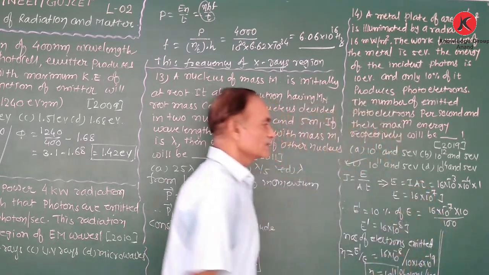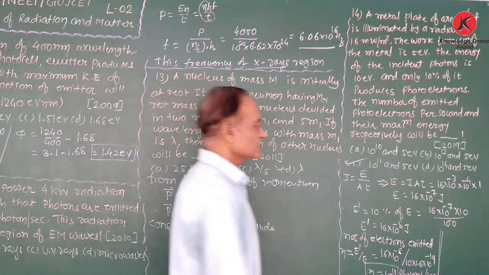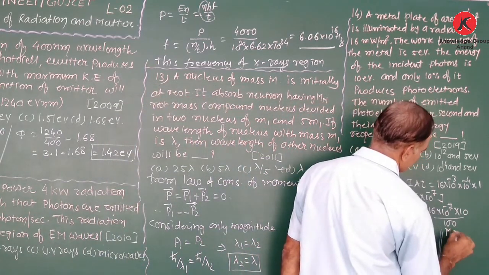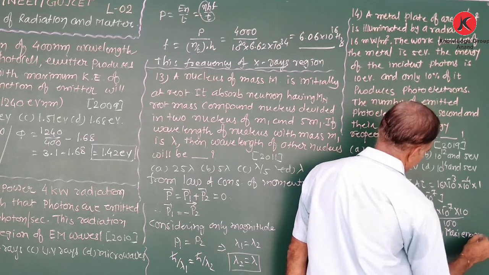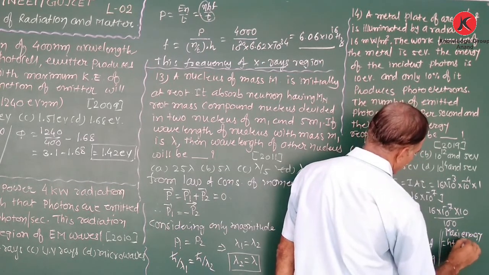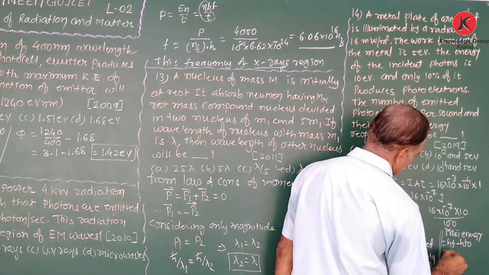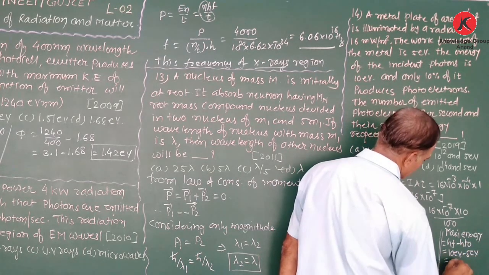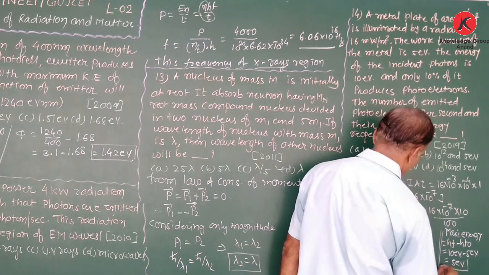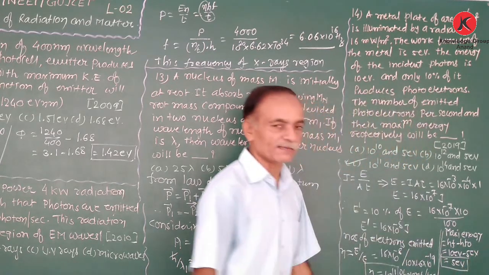Now, what should be the maximum energy? Maximum energy is hf minus hf0, that means 10 electron volt minus 5 electron volt, that means 5 electron volt is the maximum energy of these emitted photoelectrons.